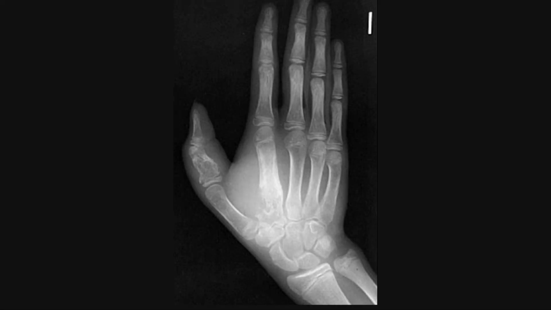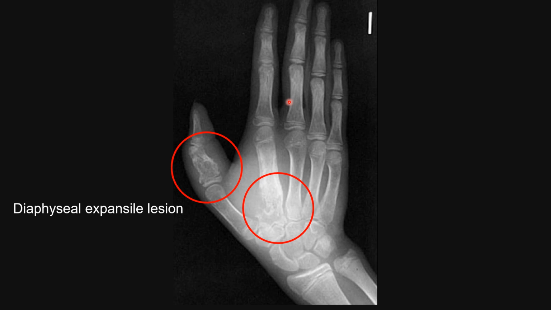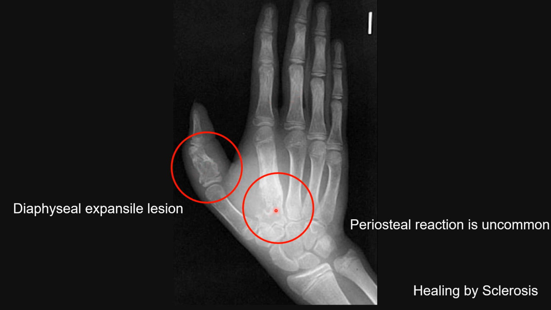Can you spot the abnormality in this case? Can you see here the phalanges, and can you see here the metacarpals? Can you see a diaphyseal expansile lesion in both the cases? Expansile lesion in the diaphysis, and periosteal reaction sometimes is seen. Here periosteal reaction is seen, and in the long term it heals by sclerosis. So this is tubercular dactylitis.